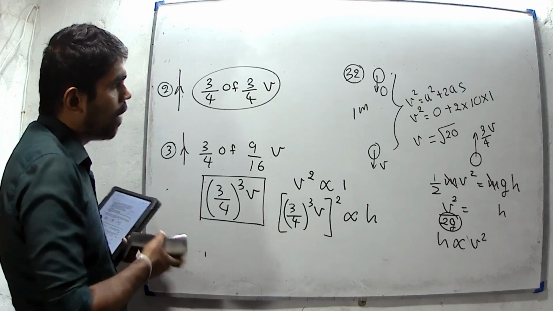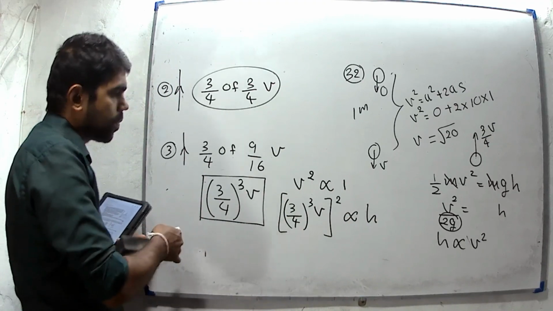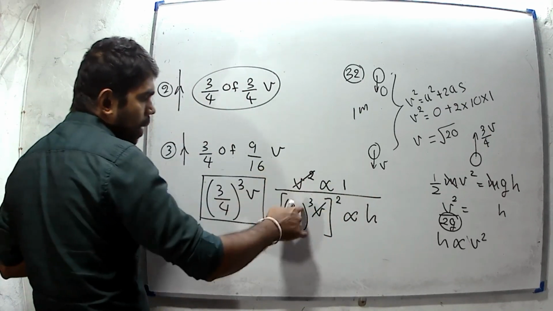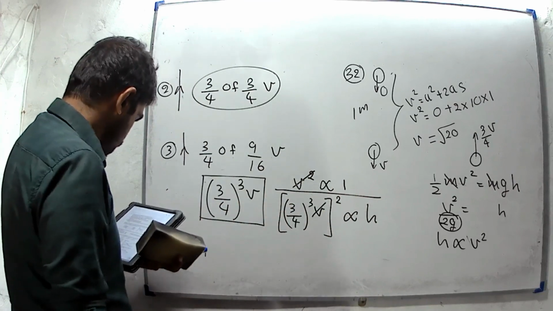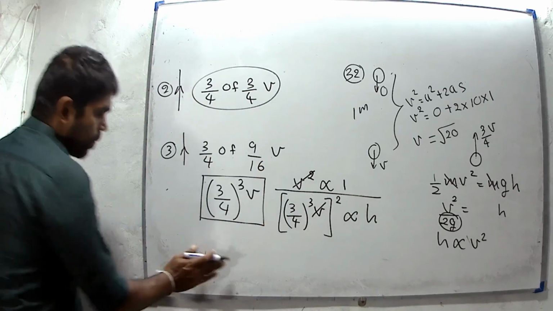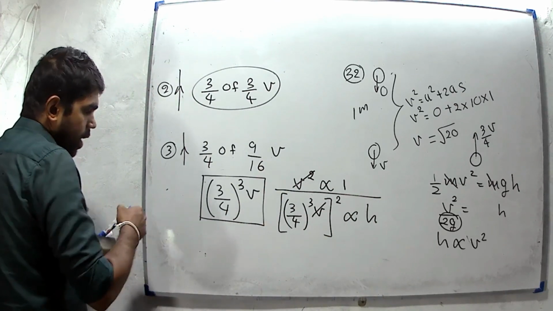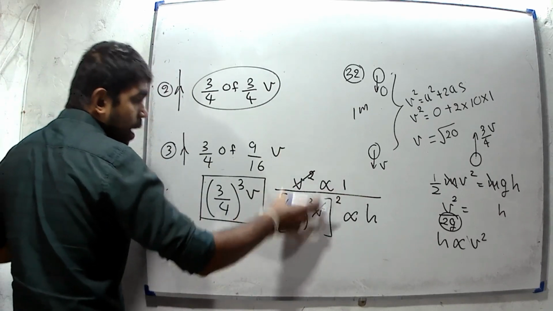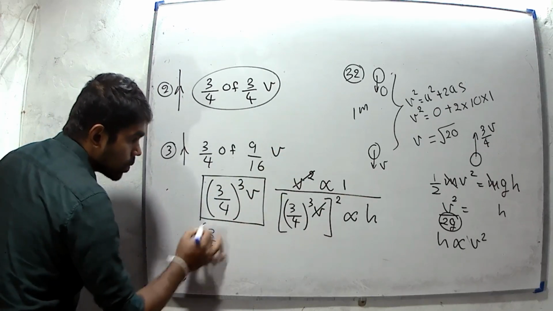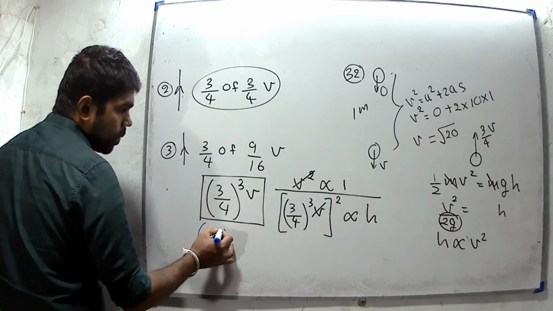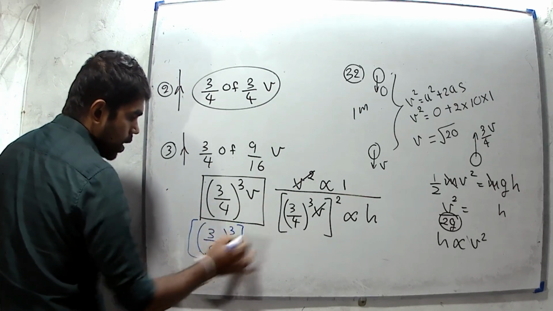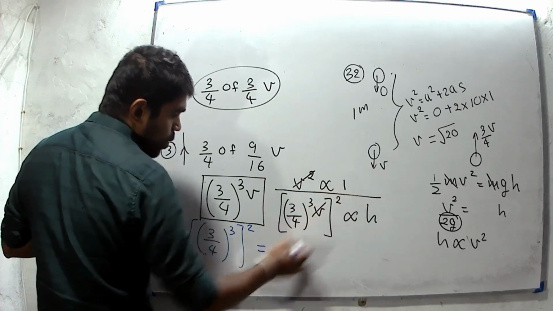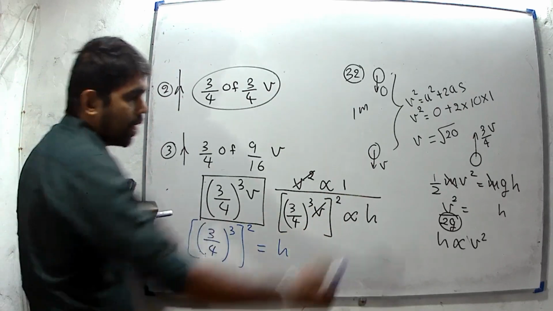Then we can divide both equations. Dividing these two, we can cancel out v squared. 1 divided by the square of this one equals, I will write it as a reciprocal, this term, 3 over 4 cubed, squared divided by 1, equals h divided by 1.